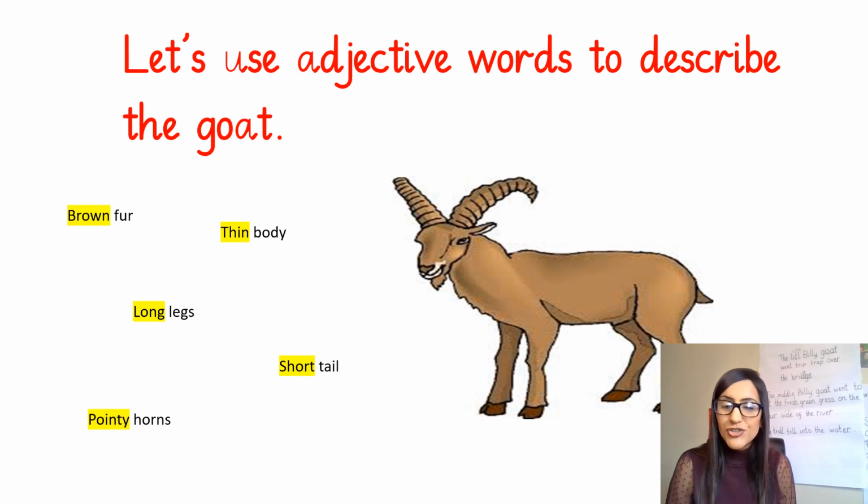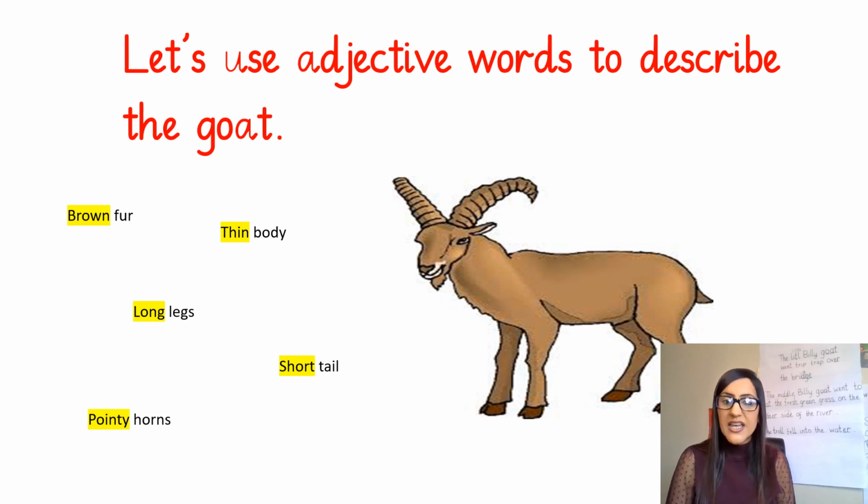Today we're going to try and describe this goat. We're going to use adjective words. Okay? So we're going to tell each other what this goat looks like. So, the goat has brown fur. The word brown is an adjective because I'm telling you what colour the goat is.